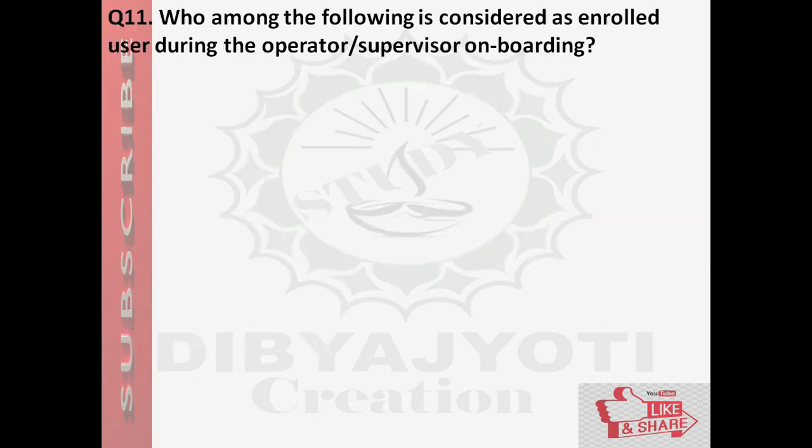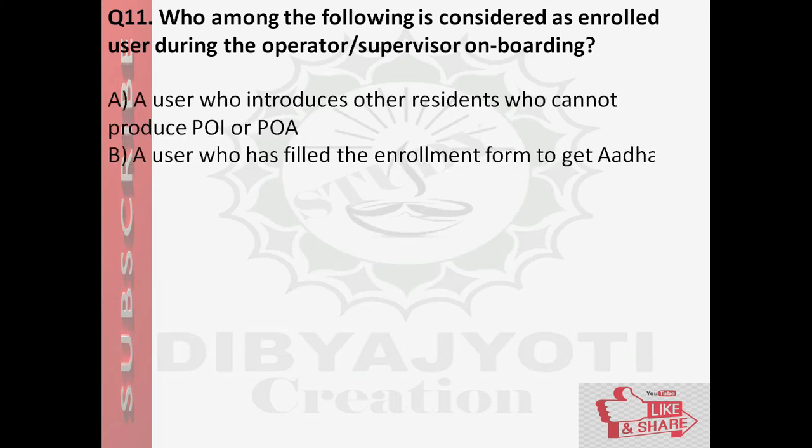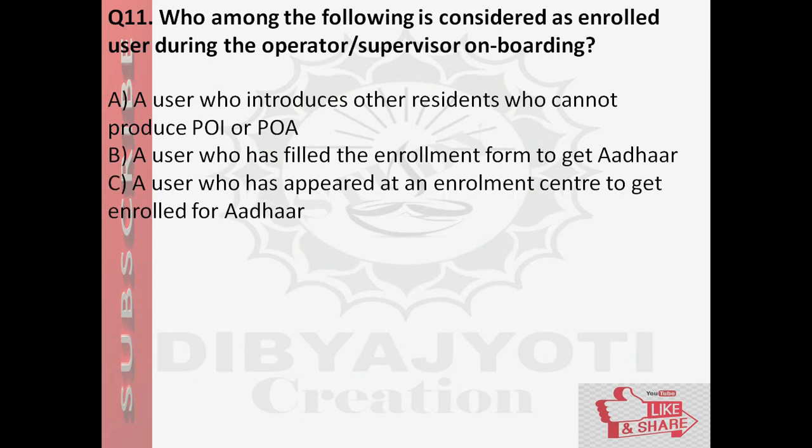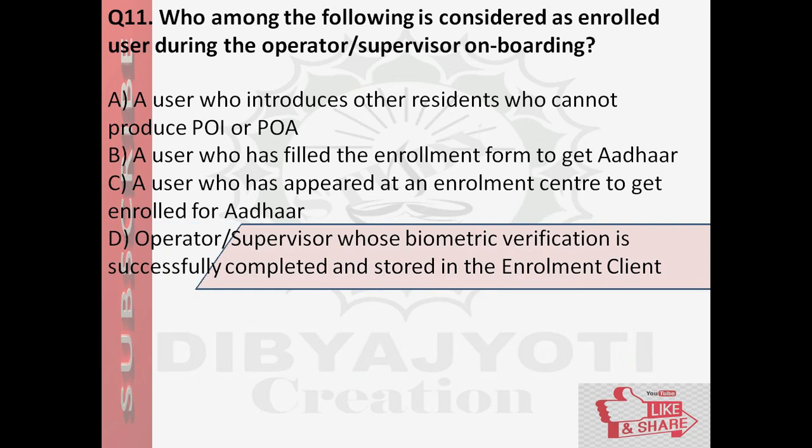Next, who among the following is considered as an enrolled user during the operator supervisor onboarding? Option A, a user who introduces other resident who cannot produce POI or POA. Option B, a user who has filled the enrollment form to get Aadhaar. Option C, a user who has appeared at an enrollment center to get enrolled for Aadhaar. Option D, operator or supervisor whose biometric verification is successfully completed and stored in the enrollment client. And the answer is option D, operator or supervisor whose biometric verification is successfully completed and stored in the enrollment client.